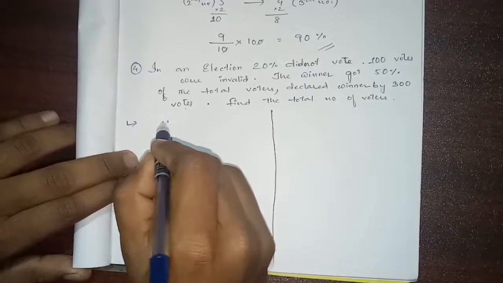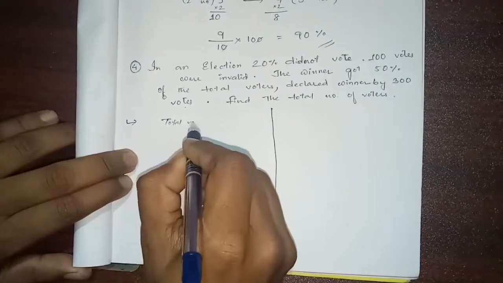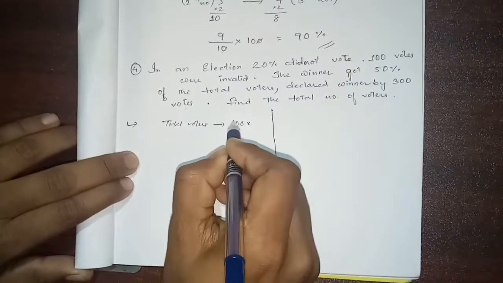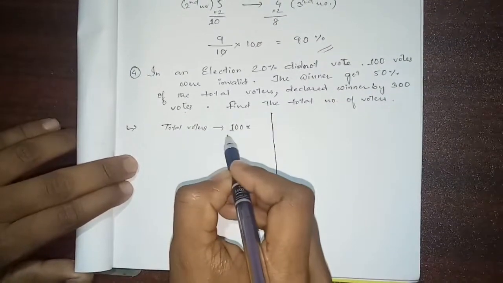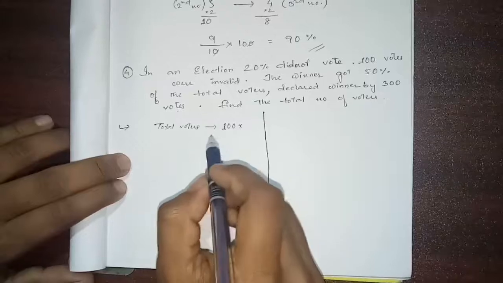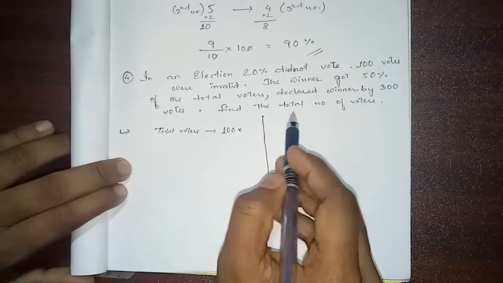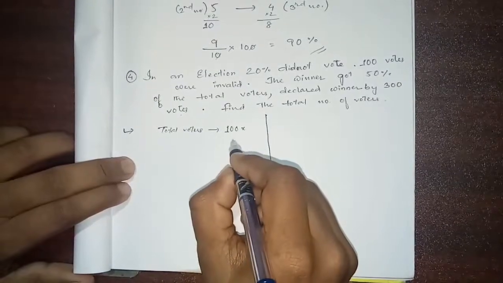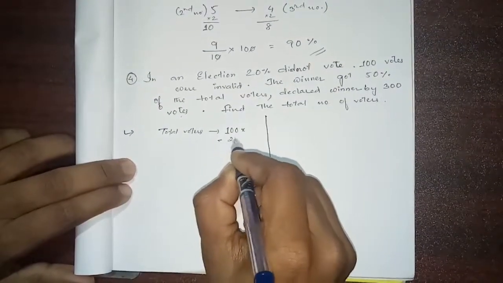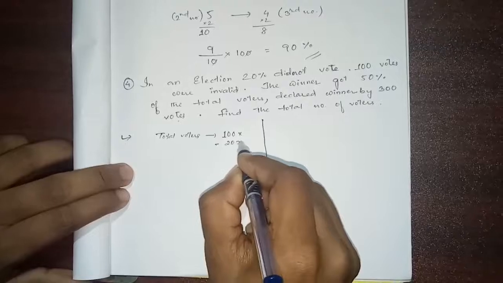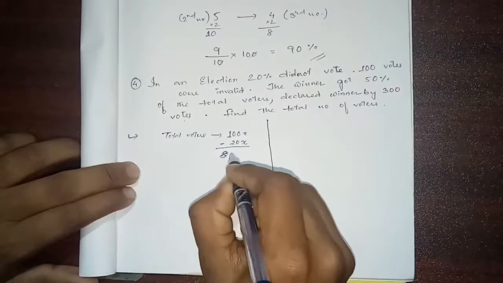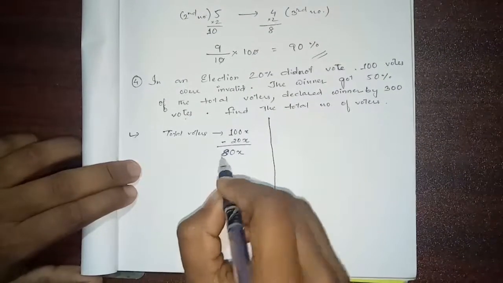So let us take total voters, let us take 100x. In percentage questions, if we take 100, then it is easier to solve. So let us take 100x voters were there. From there 20% did not vote, that is 20% did not vote means 20x. 20% of 100 is 20. So 20x did not vote, that is the number of persons that voted was 80x.